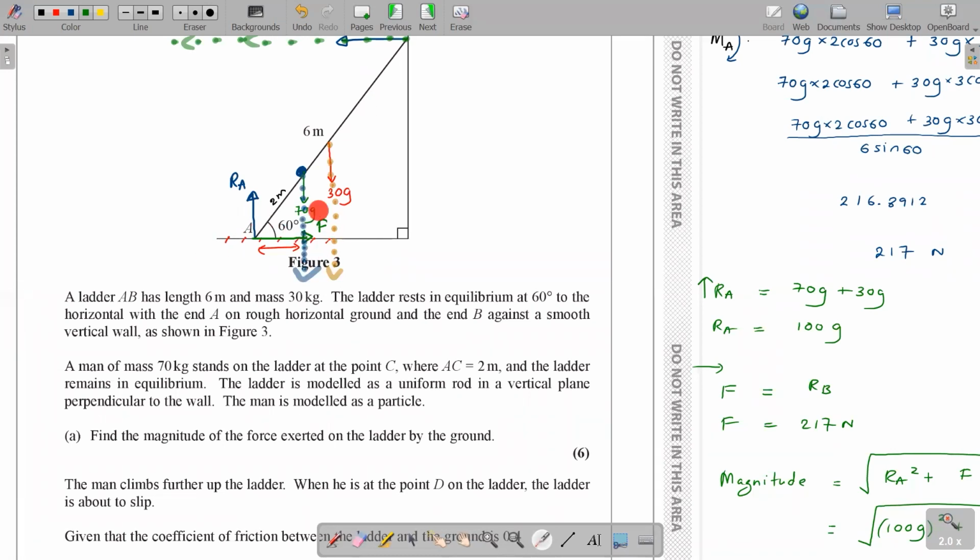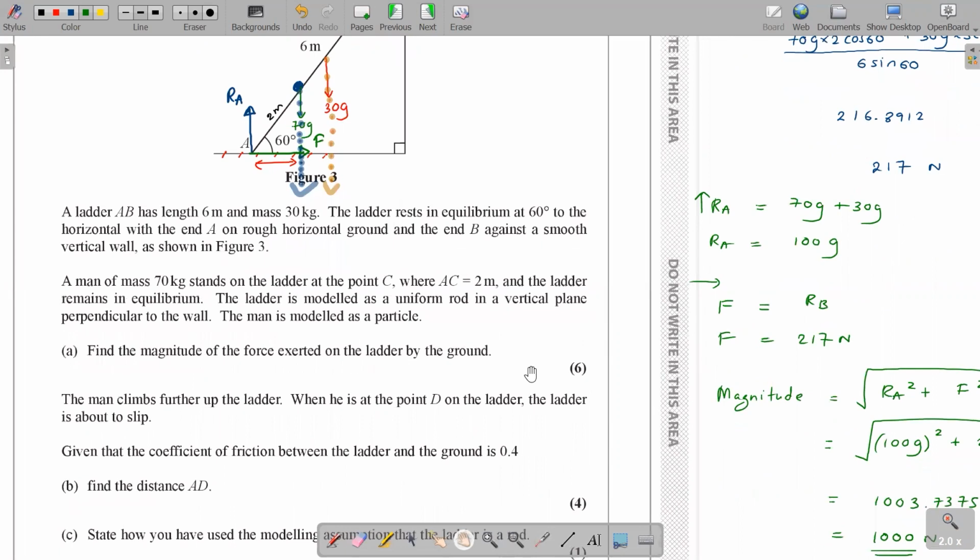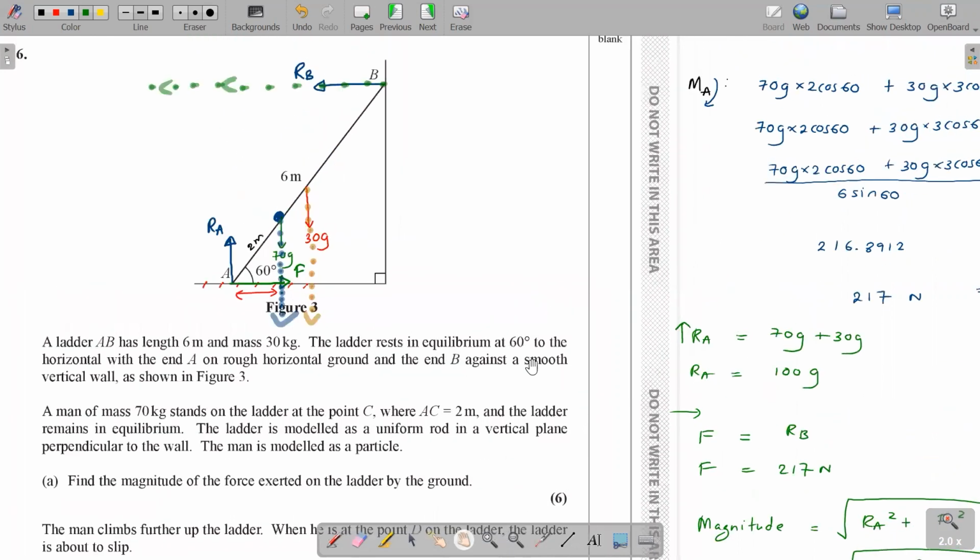So that means the friction will be the friction value. Now here we did not have the maximum friction in the earlier part, but when you reach a certain point up over here, the friction will reach its limiting value, and thereby we come to the place where the ladder is about to slip, and we have the mu R friction. So they ask you, given that the coefficient of friction between the ladder and the ground is 0.4, mu is given to you. Find the distance AD.